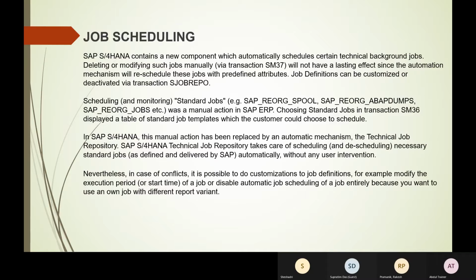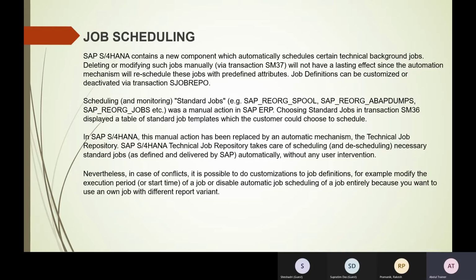Scheduling and monitoring standard jobs, for example SAP_REORG_JOBS, SAP_REORG_ABAPDUMPS, etc., was a manual action in the SAP ERP systems. Choosing standard jobs in transaction SM36 displayed a tab of the standard job templates which the customer could choose to schedule. So in the traditional system, ERP ECC, we go in the SM36 T code, and there we have the standard jobs tab. We click and then we schedule.